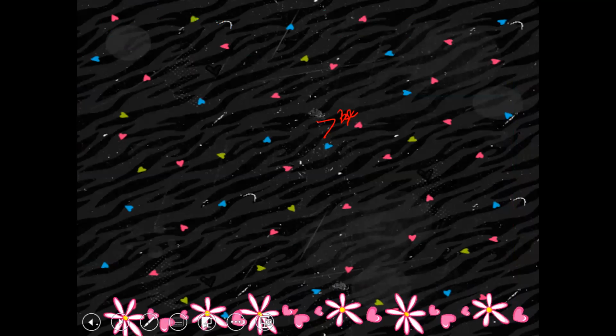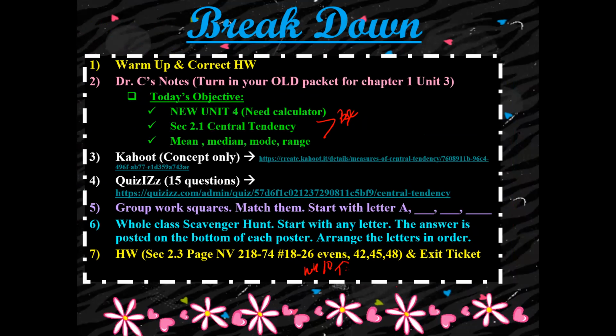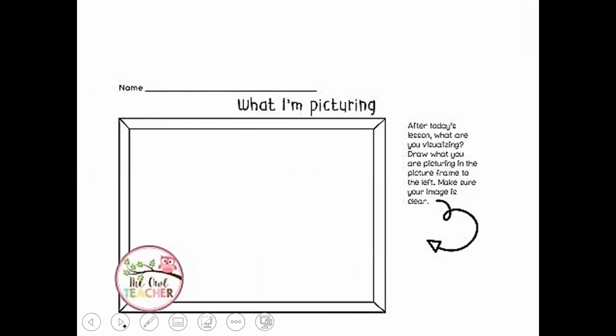Your homework tonight is going to be right here for number 18, the 26 evens, 42, 45, and 48. So if you just go to week 10, Thursday, and I wish my pen would work, but it's acting very glitchy today. Thursday, you will be able to go ahead and find that information.